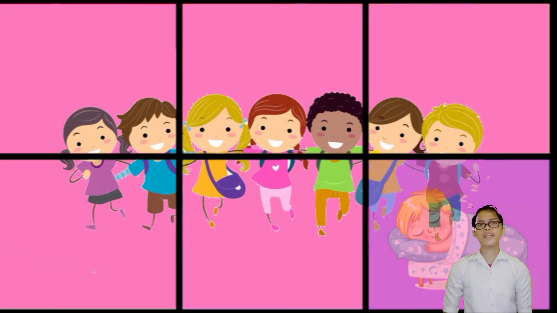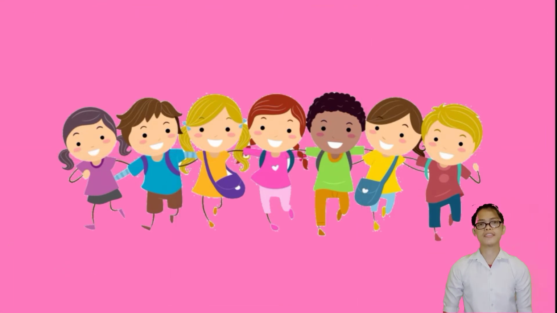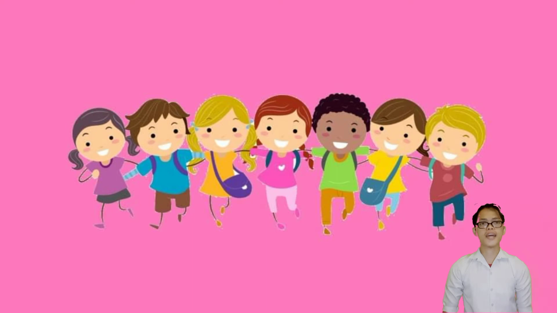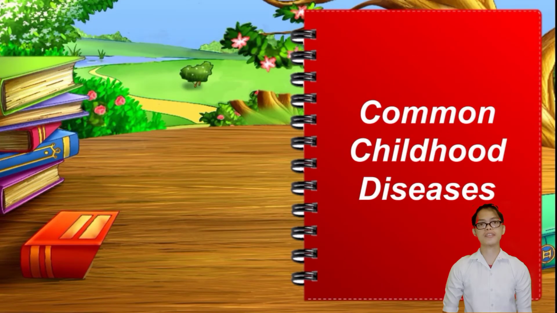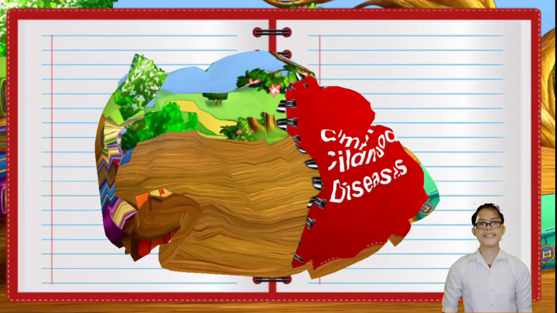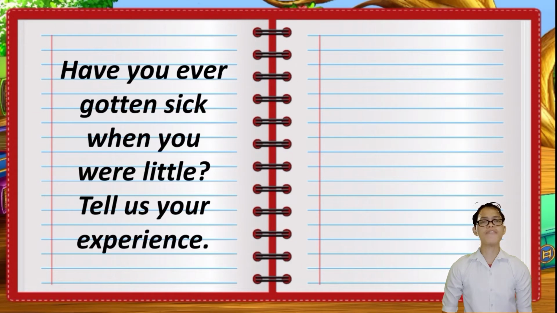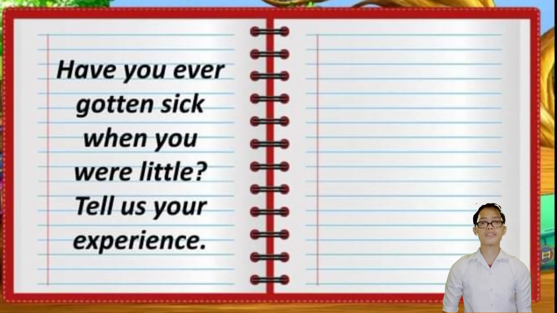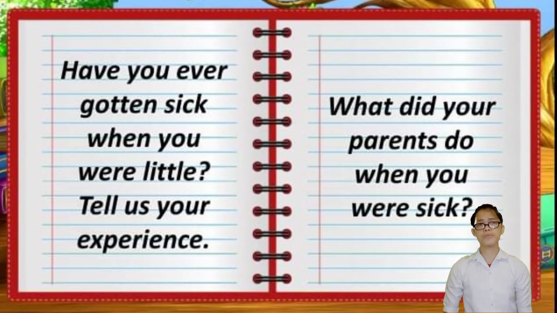Now, what can you see? What's the picture behind? That's right. The hidden image shows children because our topic is all about common childhood diseases. Class, have you ever gotten sick when you were little? Tell us your experience. Anyone? What did your parents do when you were sick?